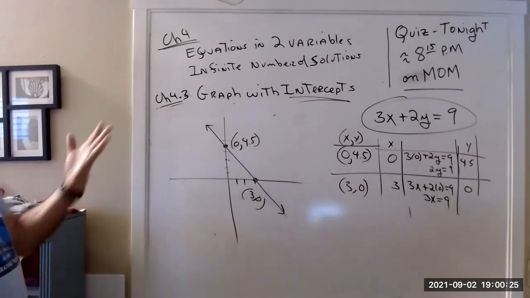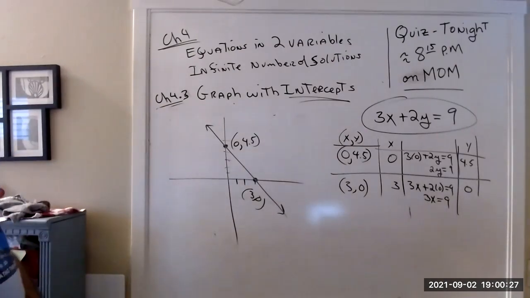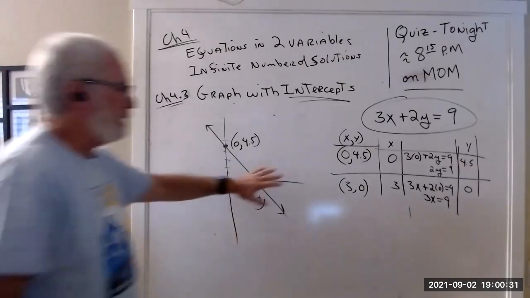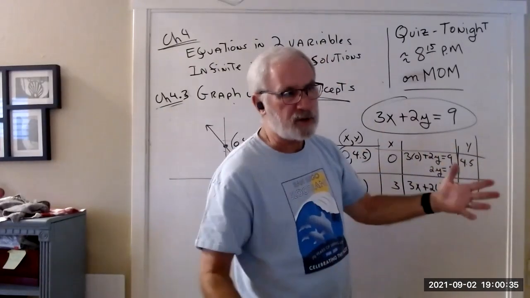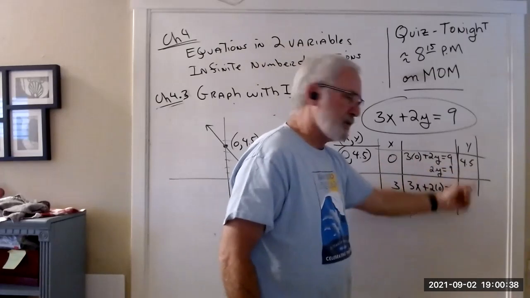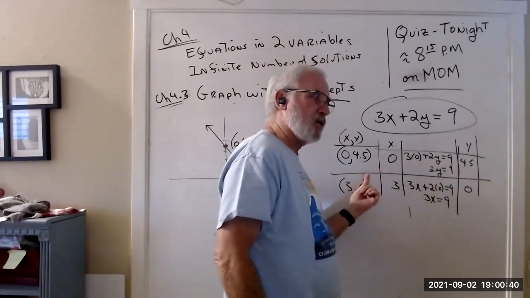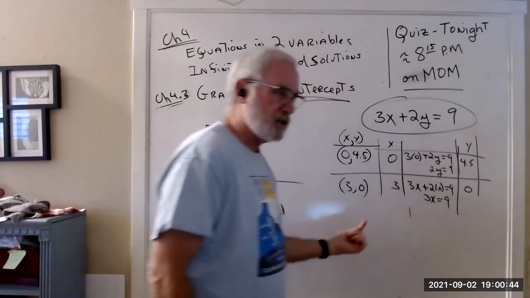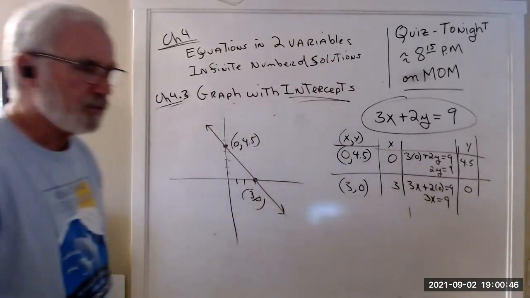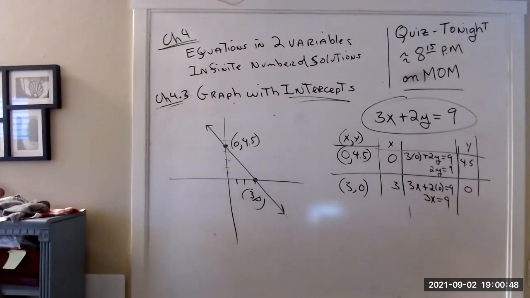Okay, so now you have 2 ways of graphing a line. You can just build a table and put in random numbers, or you can build a table and put in these specific numbers: x is 0, figure out y; y is 0, figure out x. So there are 2 different ways. We're going to come up with a third way in a minute, or 2 or 3. All of these are legit.